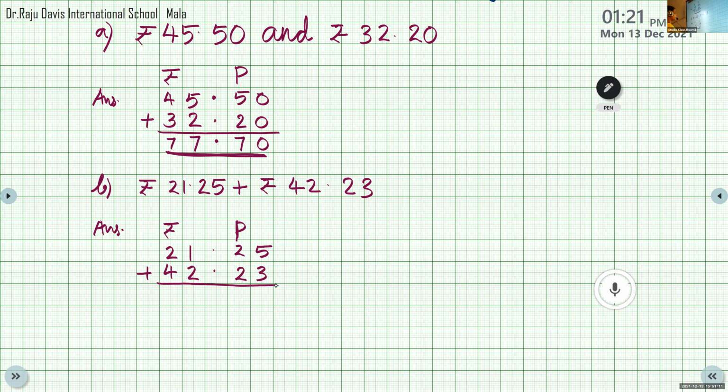Now let's add. We start from paisa. 5 plus 3 is equal to 8. 2 plus 2 is equal to 4. Then we put a dot. 1 plus 2 is equal to 3. 2 plus 4 is equal to 6. The answer is 63 rupees and 48 paisa. Okay, all of you got the same answer. Let's move to C.